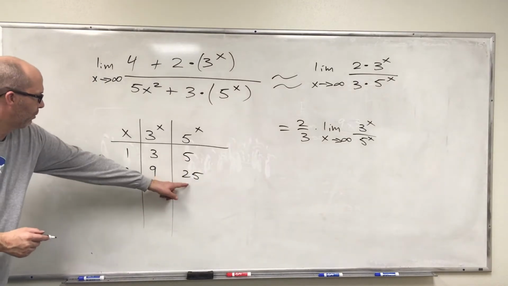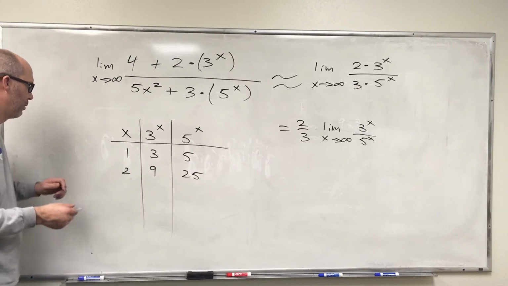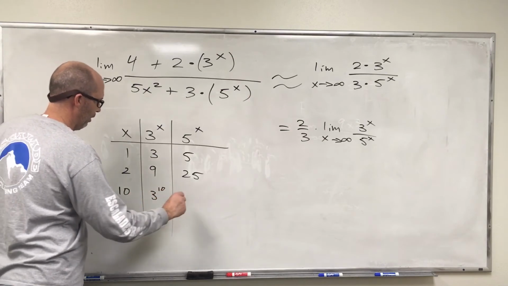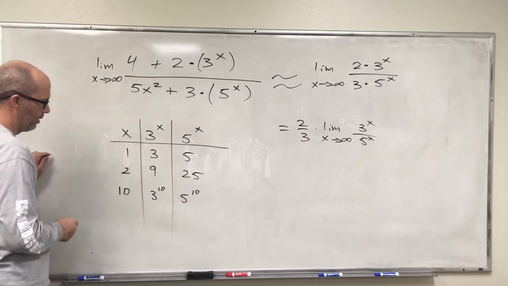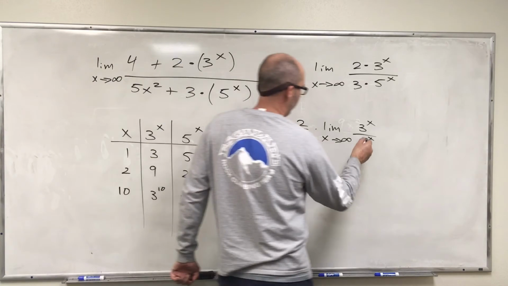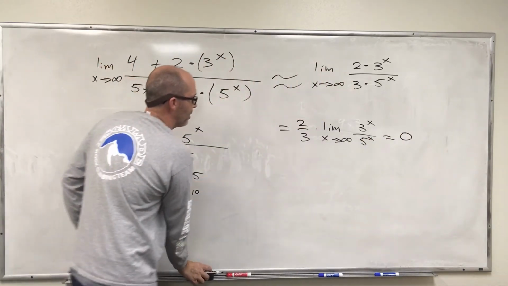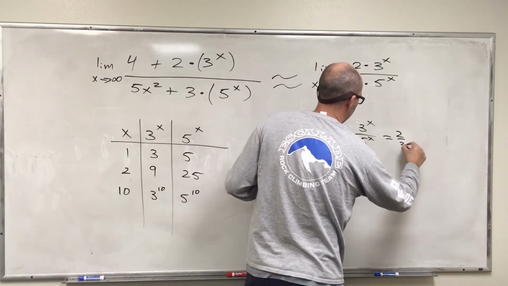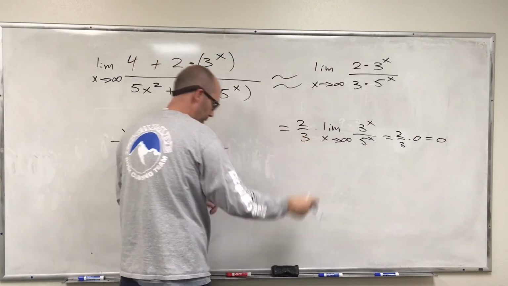You can see this guy's getting much bigger faster, just with a couple values. Let's say a 10, 3 to the 10th versus 5 to the 10th. You might want to get out your calculator and figure out what that is. And you can see that this thing will be 0. Technically, you might say this equals 2/3 times 0, which is 0, because we popped the 2/3 out.